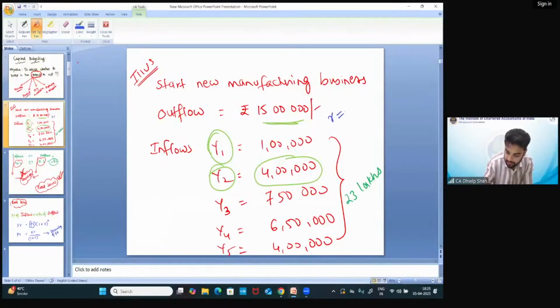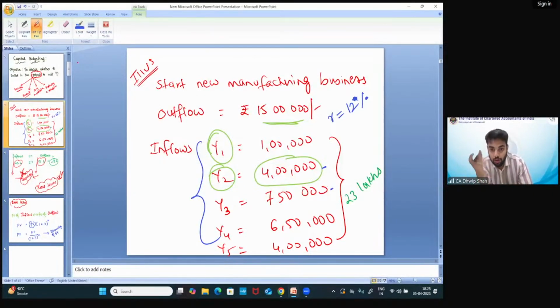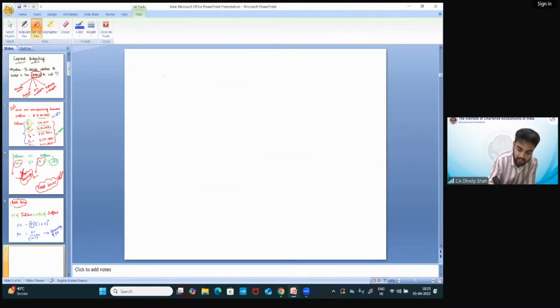Okay? Now continuing with the same example. Let's say my r is 12%. So can I say now I can calculate the present value of all these inflows? Yes or no? This 1 lakh is future value of year 1. This 4 lakh is future value at the end of year 2. This 750 is future value at the end of year 3. So I have to discount these future values to bring them to today's point, to calculate the present value. Yes or no? So let's discount.